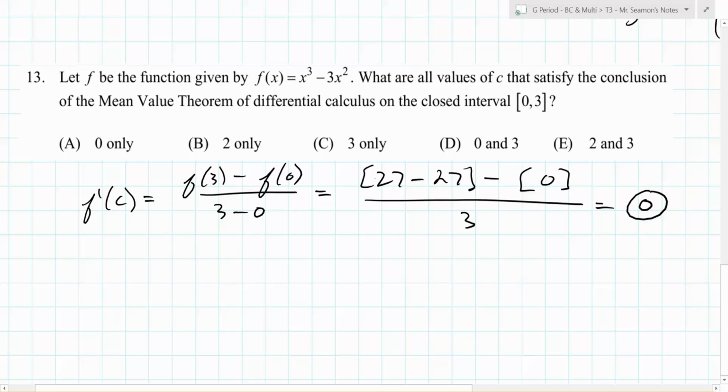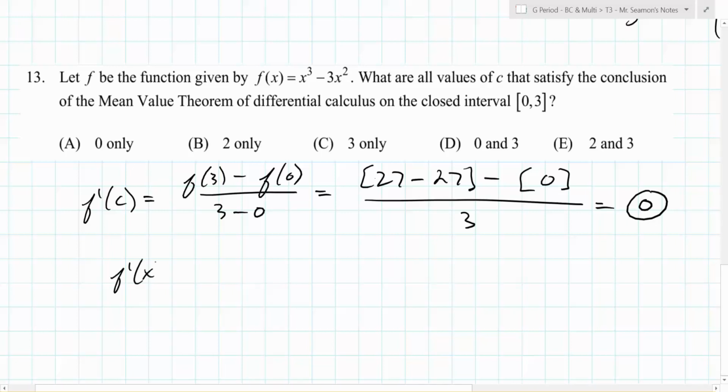So what's that going to be? 0. So what does this tell us? This function is traveling along, and at 0 and at 3, it's both at what? When you plug in 3, what do you get? 0. And when you plug in 0, what do you get? 0. Okay, so the average rate of change from 0 to 3 is going to be 0. So what are you trying to do here? You do the derivative.